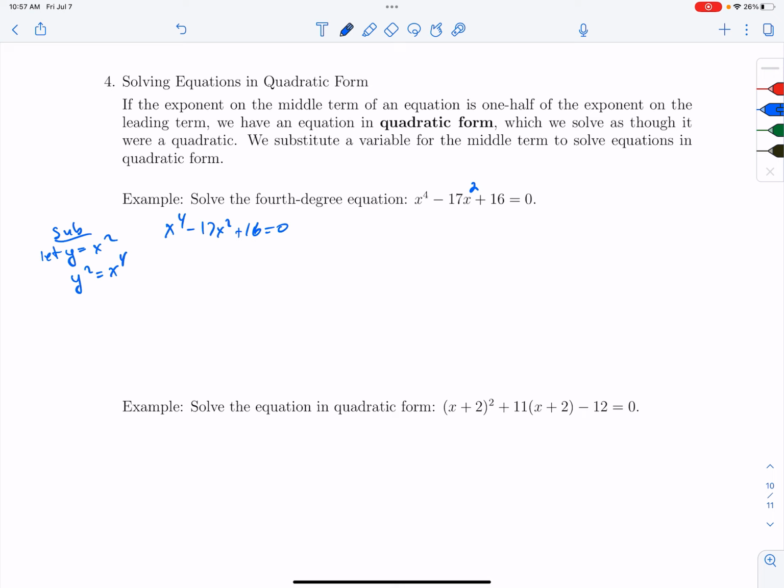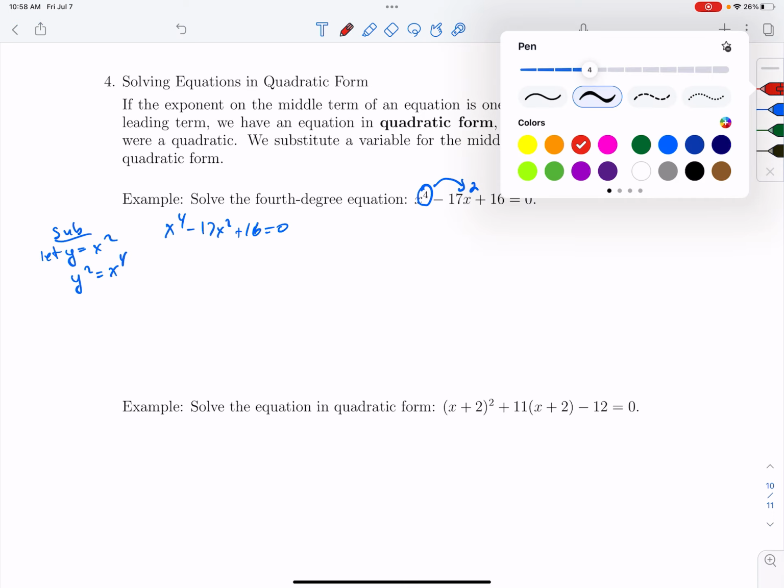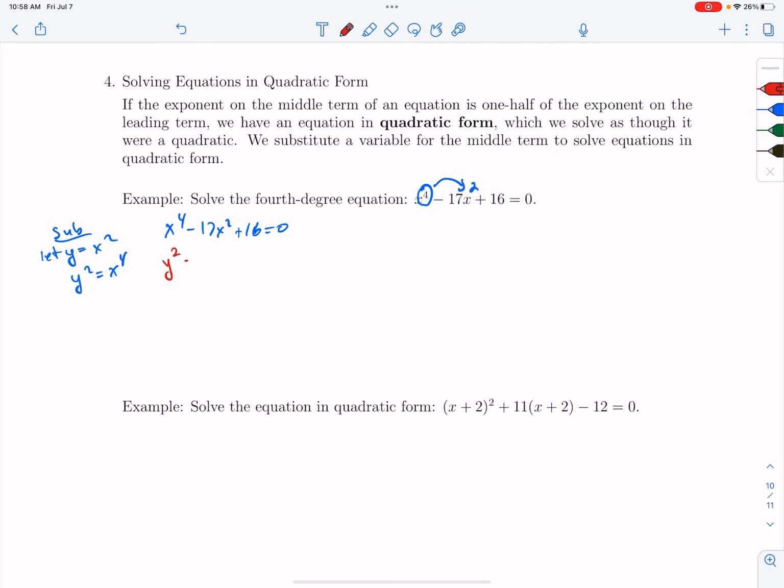And let me back up. The reason that this looks like a quadratic, but it's not really, is because quadratic equations always have the highest exponent as being squared. But here, the highest exponent is raised to the fourth. But we can treat this as a quadratic because that highest exponent is double the second exponent. So I can do this substitution. In place of x to the fourth, we're going to write y squared minus 17y plus 16 is equal to 0. And what we can see is now this is a quadratic equation. We can actually solve this quadratic equation by factoring.